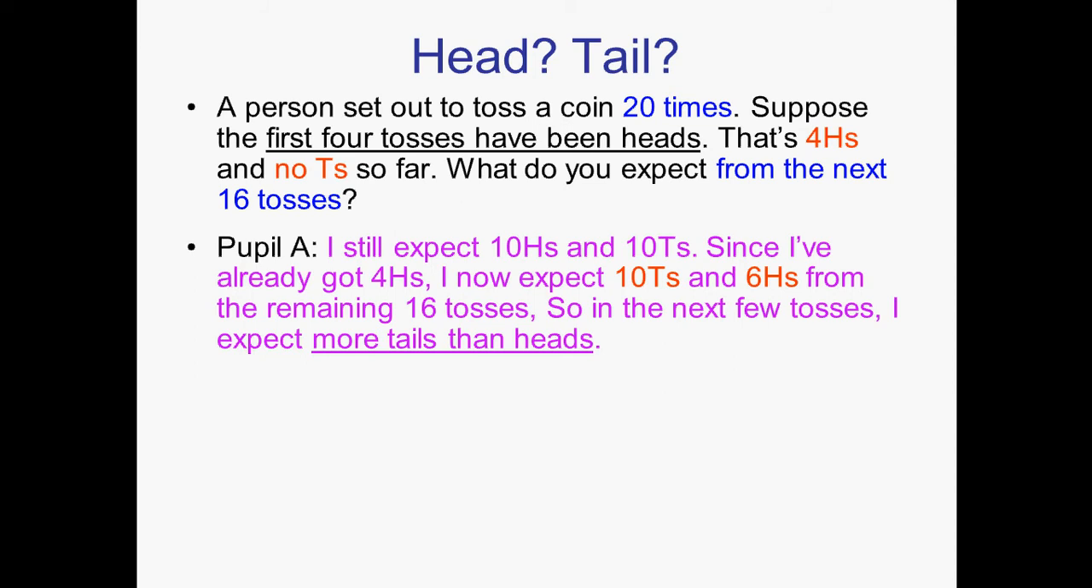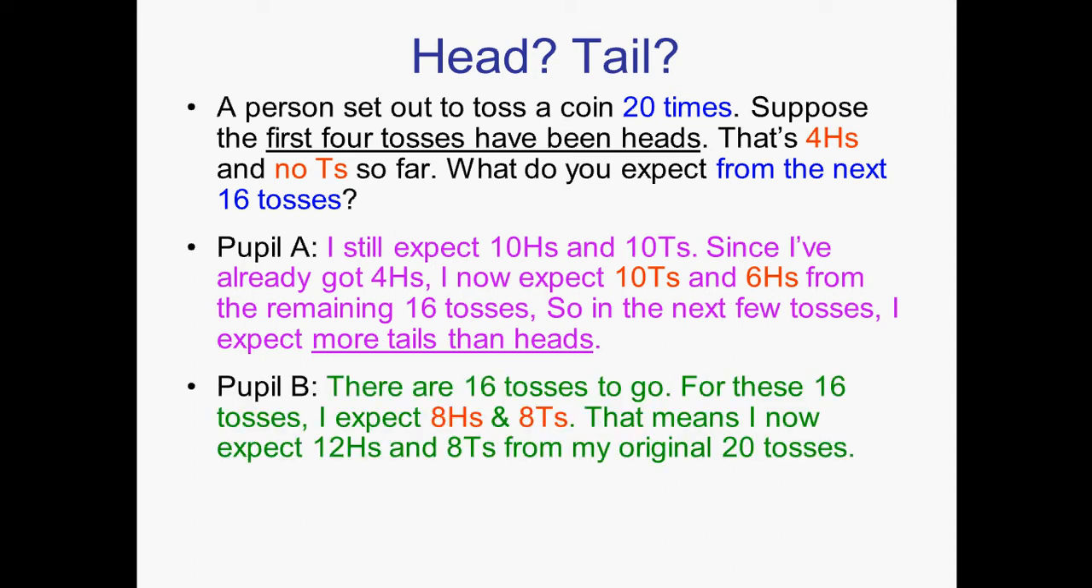Pupil A: I still expect 10 heads and 10 tails. Since I've already got 4 heads, now I expect 10 tails and 6 heads from the remaining 16 tosses. So in the next few tosses, I will expect more tails than heads.